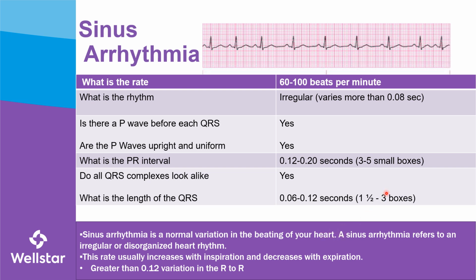0.12 seconds. Sinus arrhythmia is a normal variation in the beating of your heart. A sinus arrhythmia refers to an irregular or disorganized heart rhythm. The rate usually increases with inspiration and decreases with expiration, with greater than 0.12 variation in the R to R.